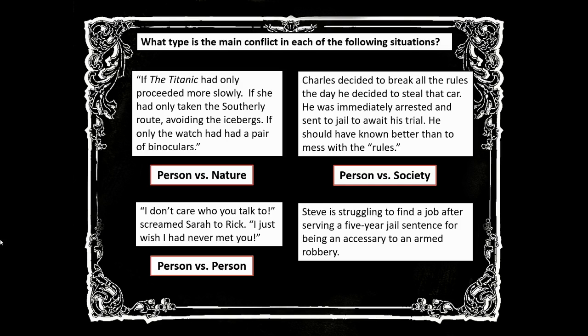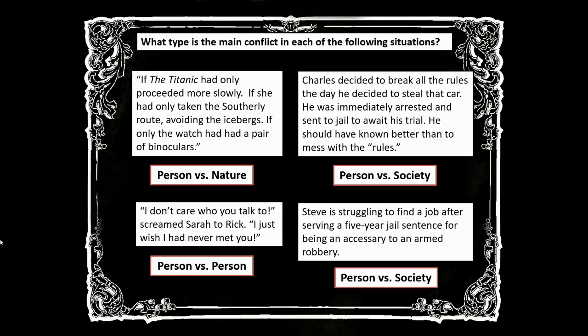And finally, on this slide, Steve is struggling to find a job after serving a 5-year jail sentence for being an accessory to an armed robbery. So I think this one is person versus society, because he's struggling to find a job after being in jail. And what Steve is up against is basically society's view of those who have had prison time, right? And this is a very real situation.